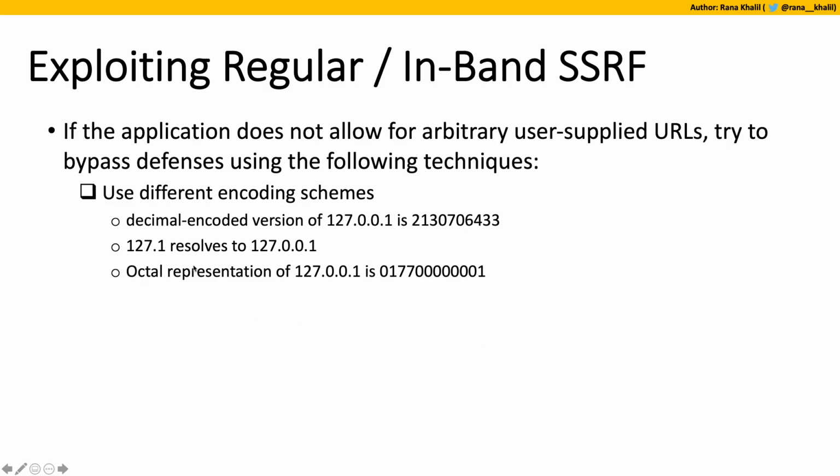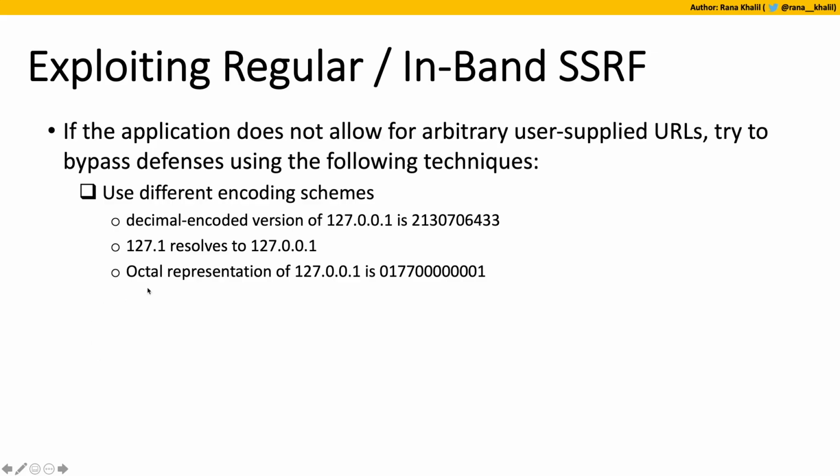Another thing that you could use is instead of using the entire IP address for localhost, you could just simply put in 127.1. Since the blacklist defense compares exactly on this string over here, this string will pass, and the reason this resolves to 127.0.0.1 is because the two octets in the middle automatically get filled with 0. So it'll resolve to the localhost IP address.